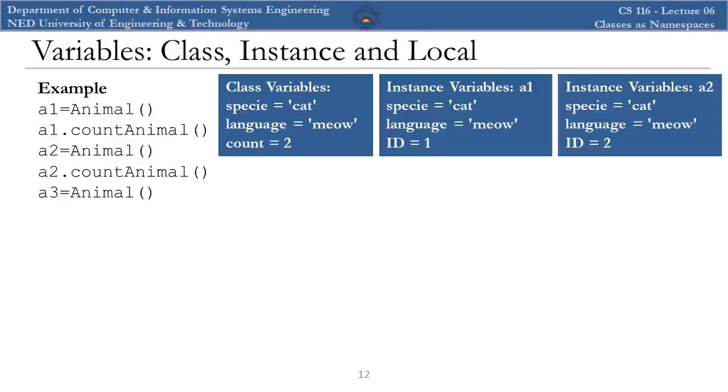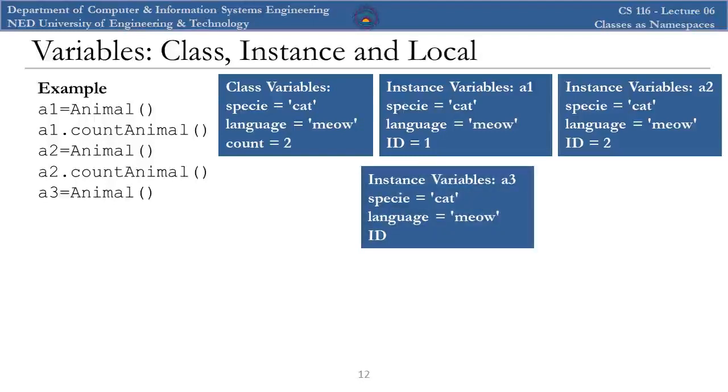Then I instantiate a third object a3. Same thing happens. A new namespace is created first, and then count is incremented to 3 when I call this method count animal, and that 3 will be assigned as id to this third object's id, a3.id, right? So this is going to be the scenario. Count is now 3, and this 3 has been assigned to the id, which is an instance attribute for a3.